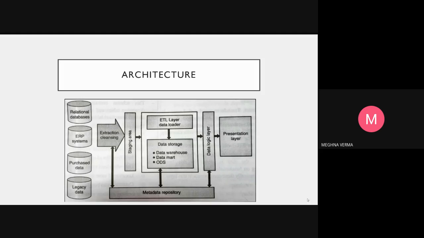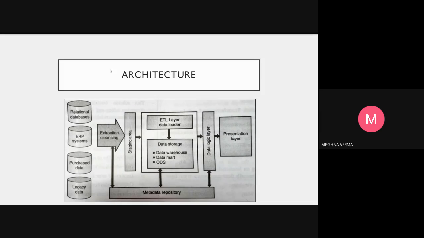So here is the overall architecture of a data warehouse. This right here is the data source layer. The data source layer usually contains relational databases, ERP systems, purchase data, and legacy data. There are many different types of data stored in the data source layer. There can be operational data like product data or inventory data, then web server logs with user browsing data, internal market research data, and third-party data such as census or survey information. When all this data comes together, it forms the data source layer.